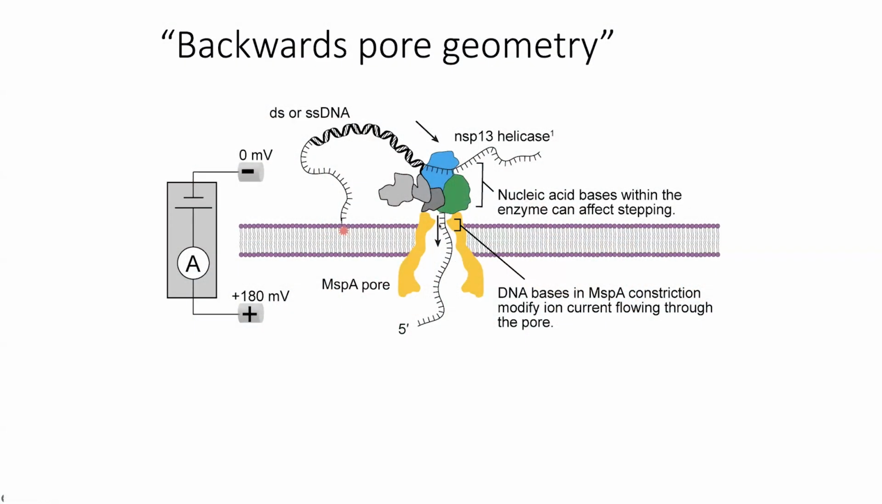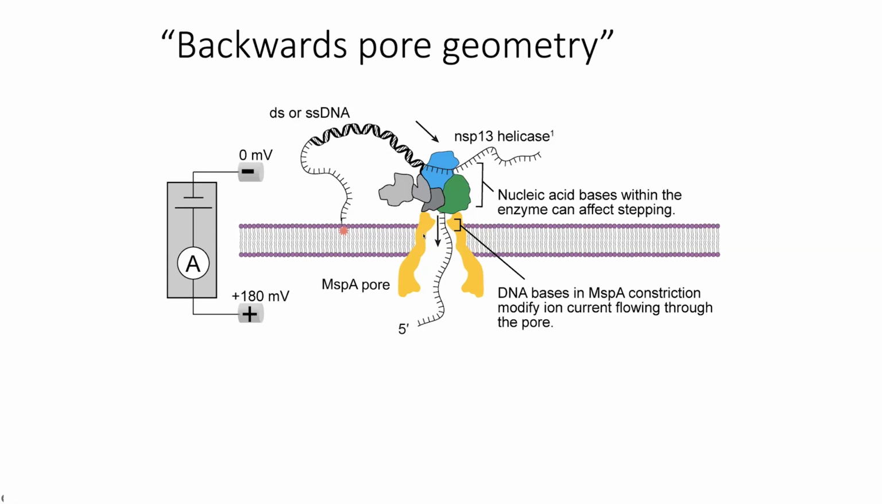One thing that we found that really helps get these to work is using them on the backwards pore geometry. The normal way to do it is to have the vestibule upward, but you can also set this up with the vestibule facing downward, and the constriction's just right there, and it can capture the DNA right away.